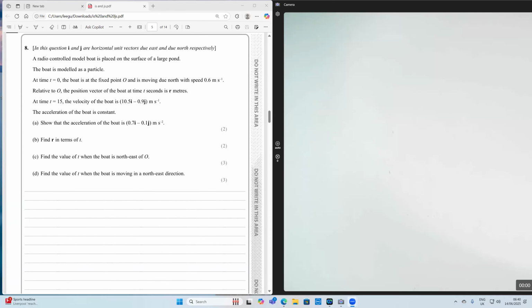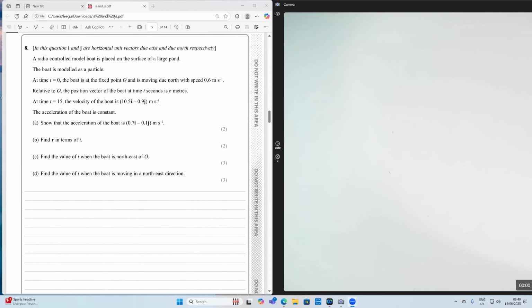Hello everyone, we've got another i and j question here, and especially one of those that involves having to work out things from when a particle is moving northeasterly or in certain directions. Okay, let's have a look at this one. It's worth quite a few marks. In fact, it's worth 10 marks.